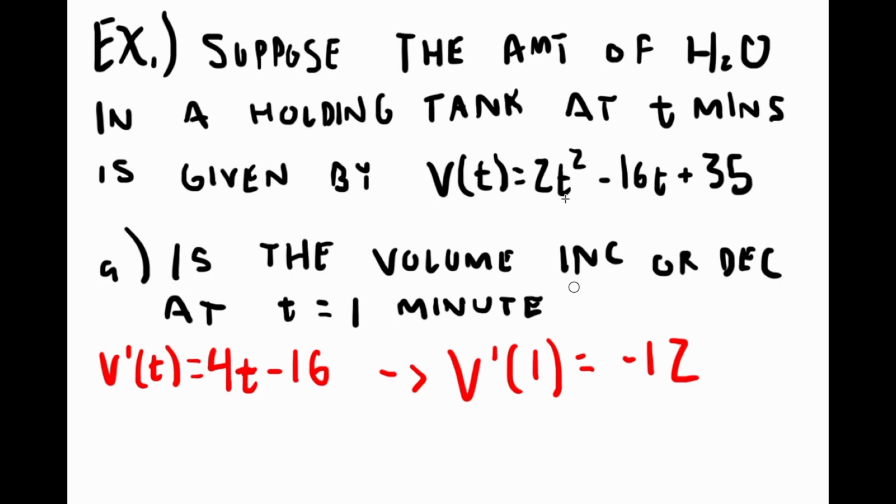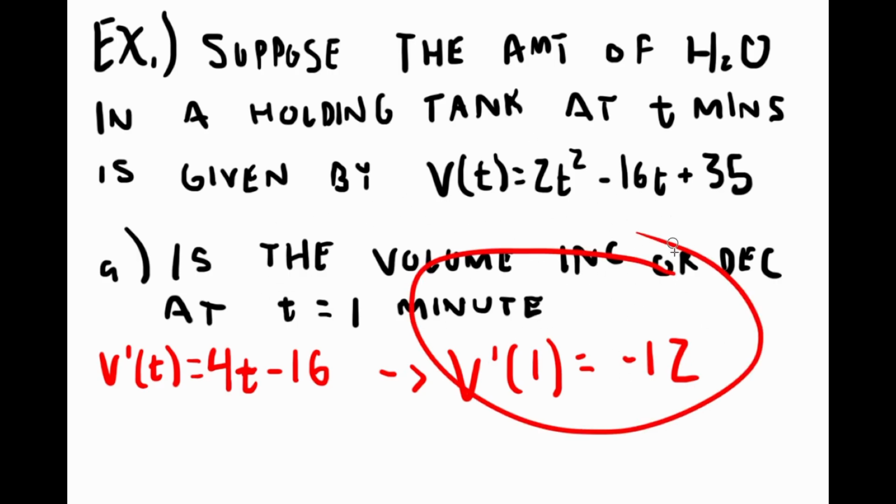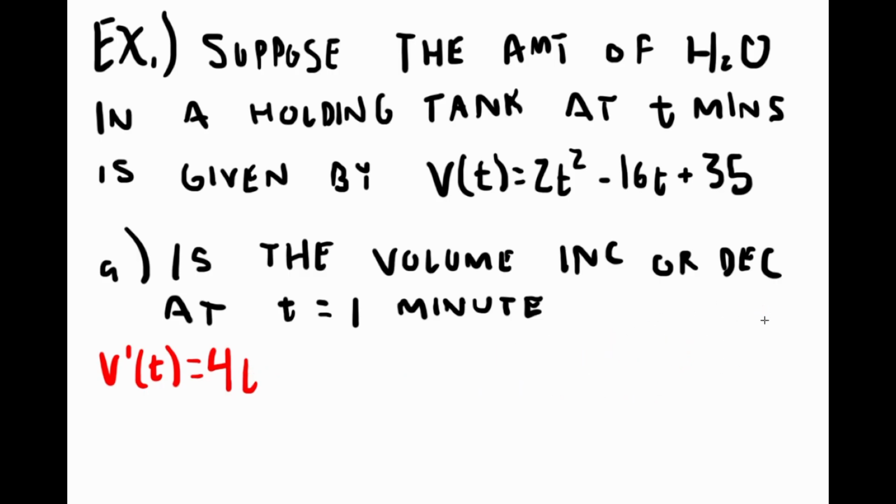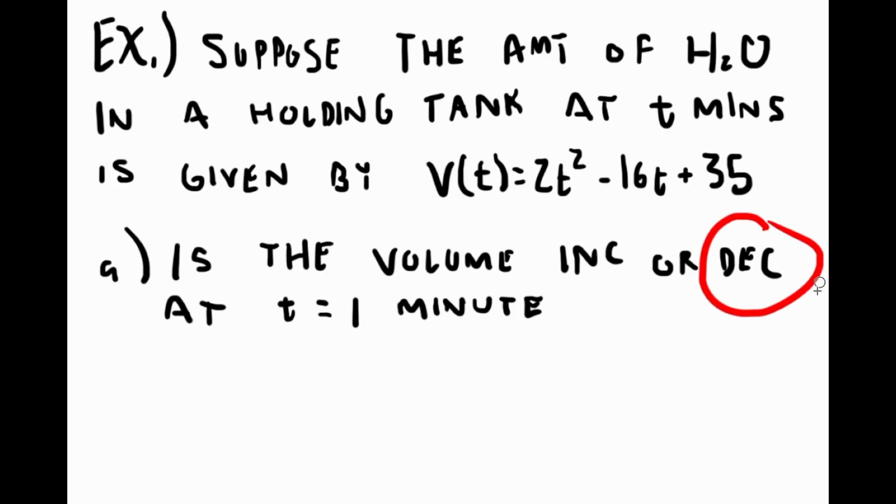So it's asking, is the volume increasing or decreasing at t equals 1 minute? Remember that this is the given rate of change, right? If it's a rate of change, if it's negative, that means it's going downwards. Or rather, it's decreasing. So the rate of change is decreasing because it's a negative value, so we would say that it is decreasing at t equals 1 minute.